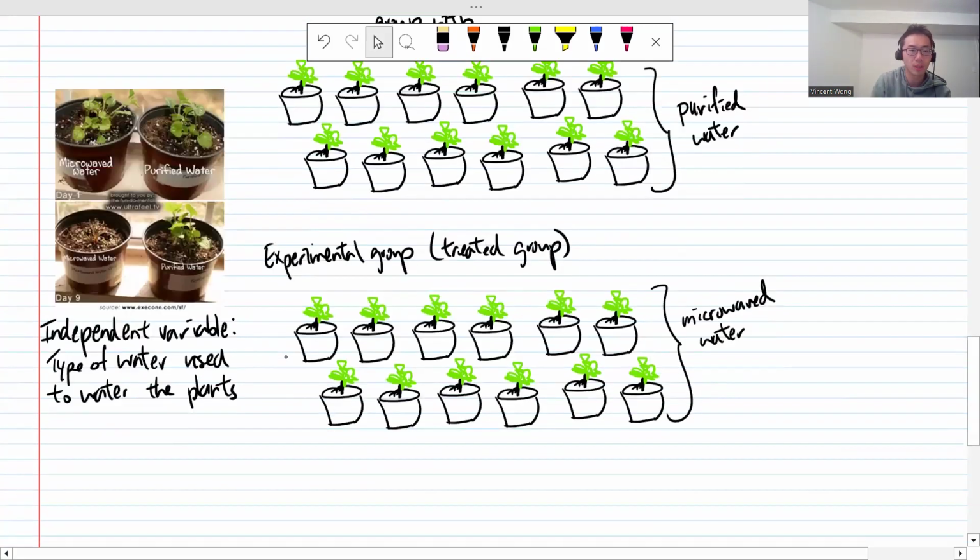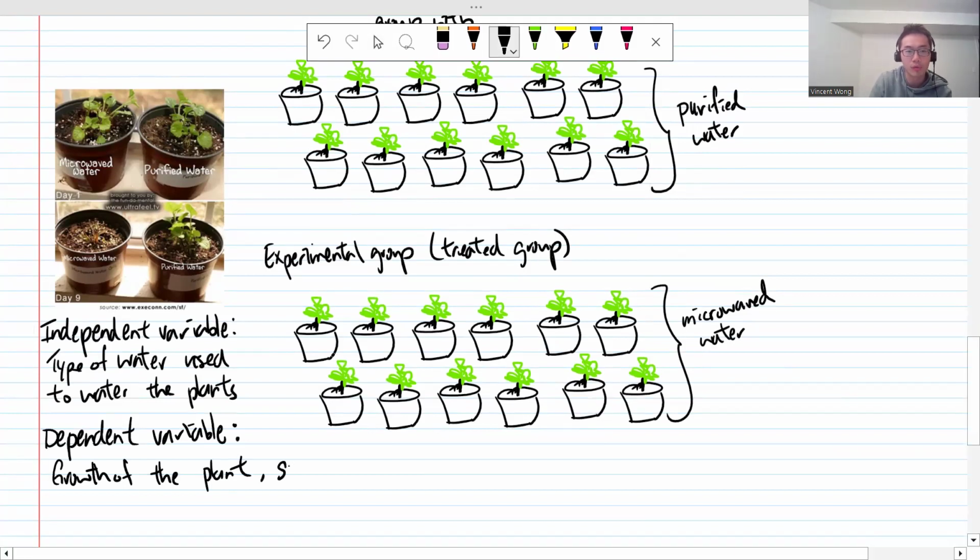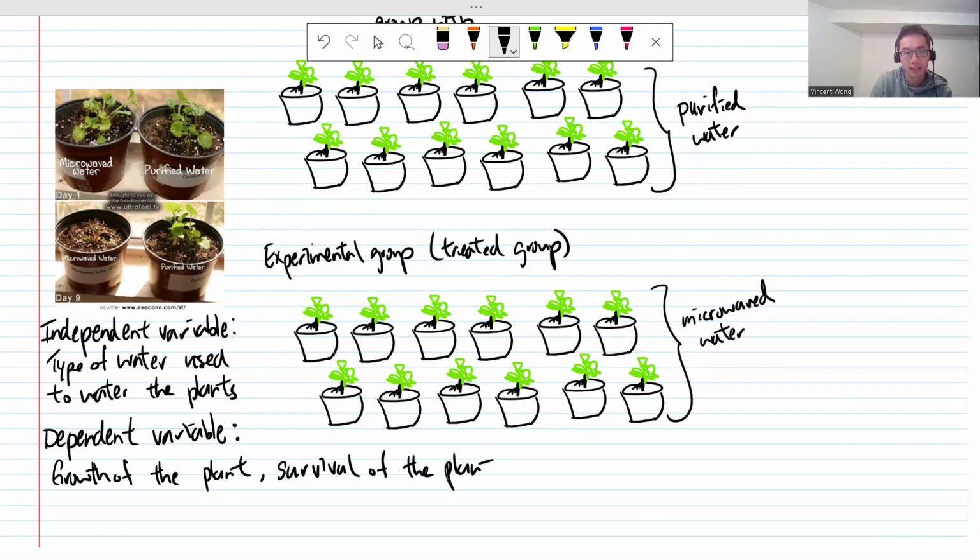And what are you trying to measure? What are you trying to observe? That would be the dependent variable, which would be the growth of the plant. Or we can say, instead of the growth of the plant, the survival of the plant. Is it going to live? Is it going to die? What's going on? So that's the dependent variable.